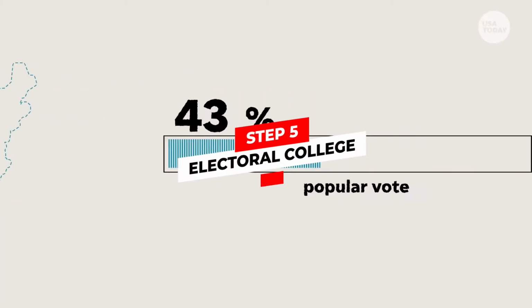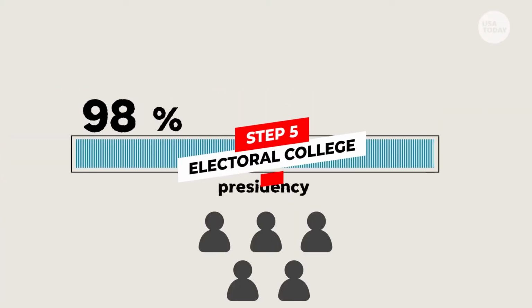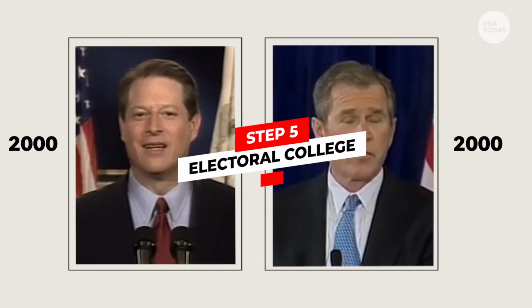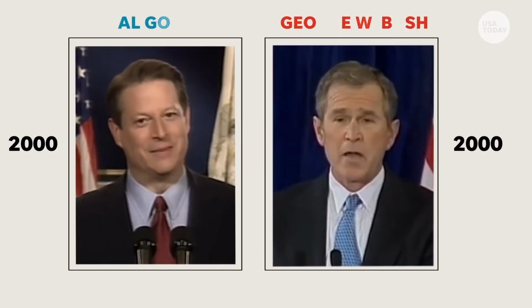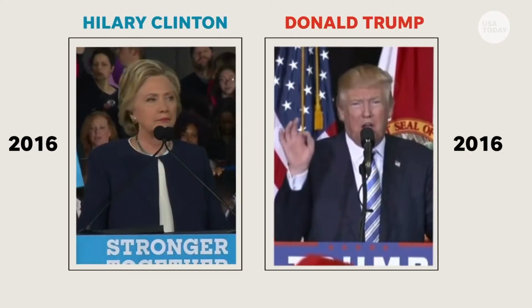Step 5. Electoral College. Electors vote for the U.S. president. Typically, this occurs in December. The U.S. president is chosen by an organization called the Electoral College.